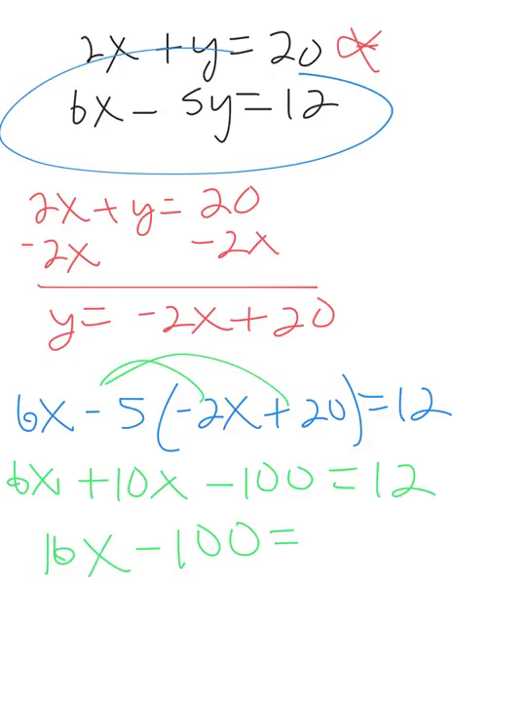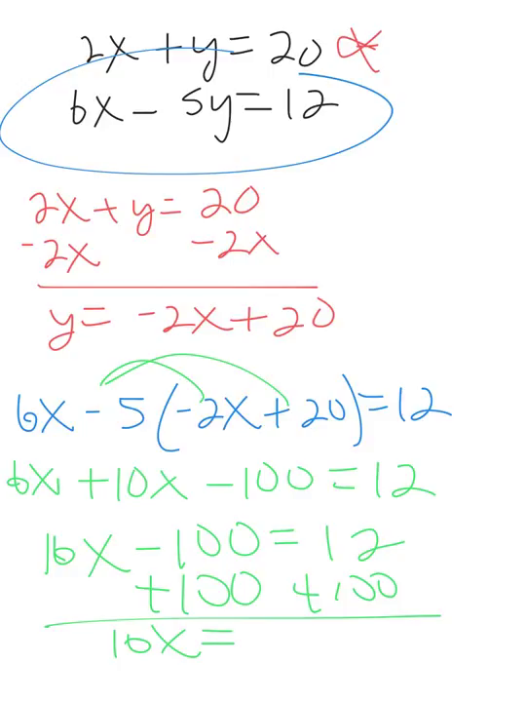16x minus 100 is 12. 16x equals 112. Divide by 16, x equals 7. 16 times 7 is 112. And then you can substitute the x. I would choose this one up here. It's a little bit easier to get your value for y. I hope this helps. We'll go over this again on Monday.